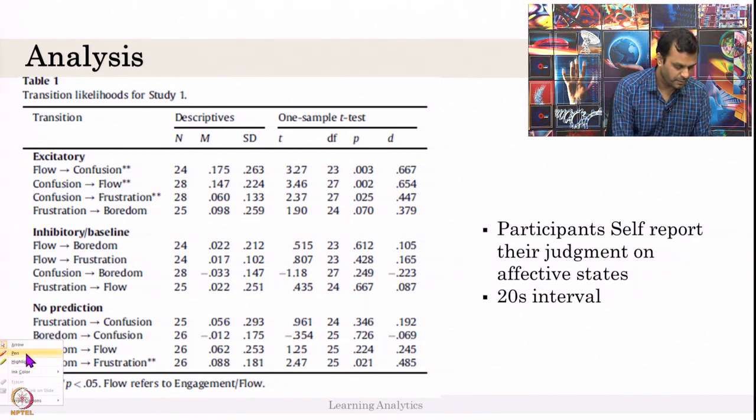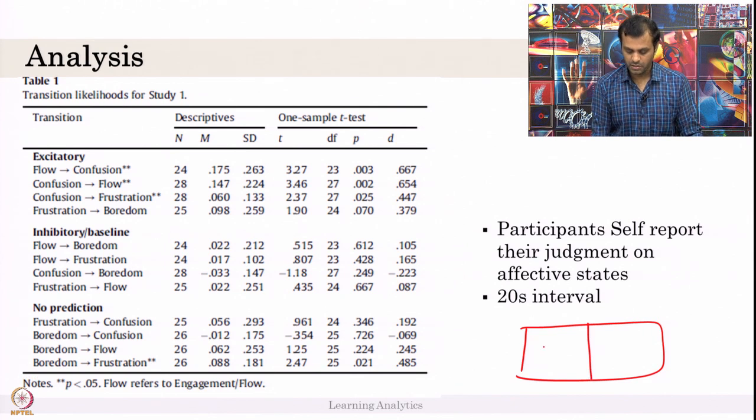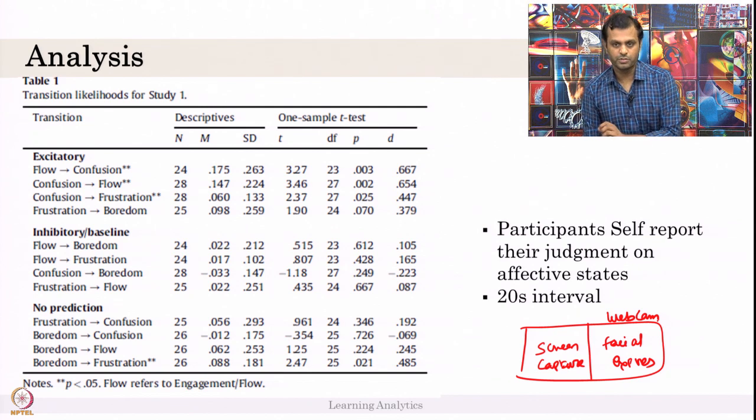What I mean is, after the student has interacted with the system, show two screens. One is the screen capture. One is the student's facial expressions, the webcam image. Now, if a student interacted with the system for say 30 minutes, you pick 20 intervals of time, say you want to detect 20 instances of emotions. So, at every 90 seconds, you pause the video and show 5 seconds of the screen capture and the facial expressions, and ask the student to self-report.